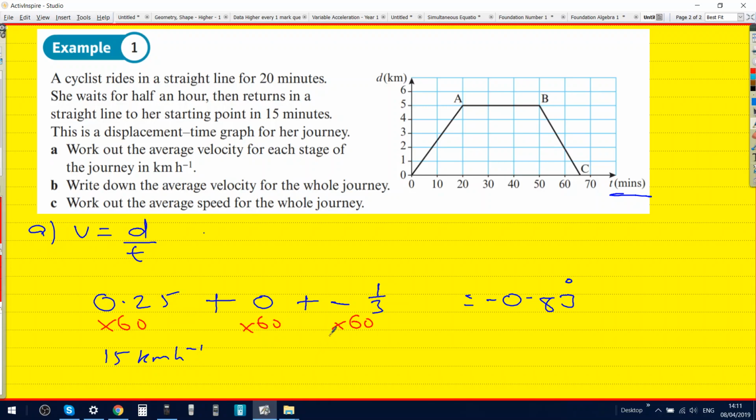And then minus 20. That's going to be minus 20. So that's minus 5. Yeah. And so you get minus 5 out of 65, which I believe is minus 0.83 recurring. What about part C? Average speed. So it's not velocity, it's speed. Speed.